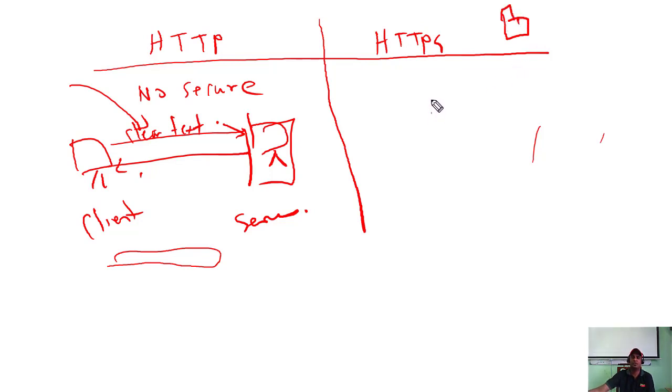Padlock symbol, Secure Socket Layer, right? It is basically encrypted. It's encrypted data, right? It's highly secure. So this is the idea about HTTP and HTTPS.